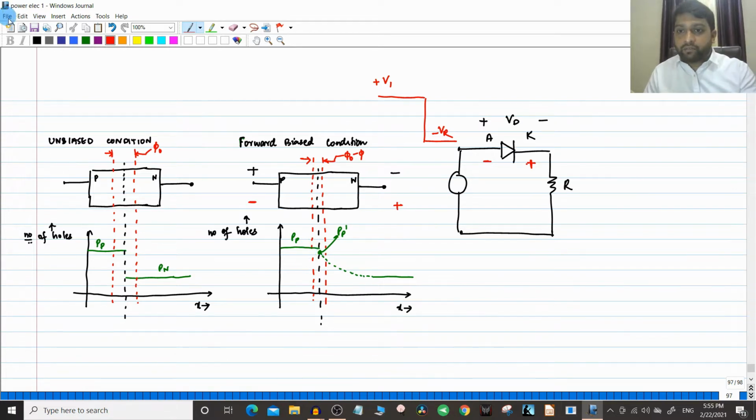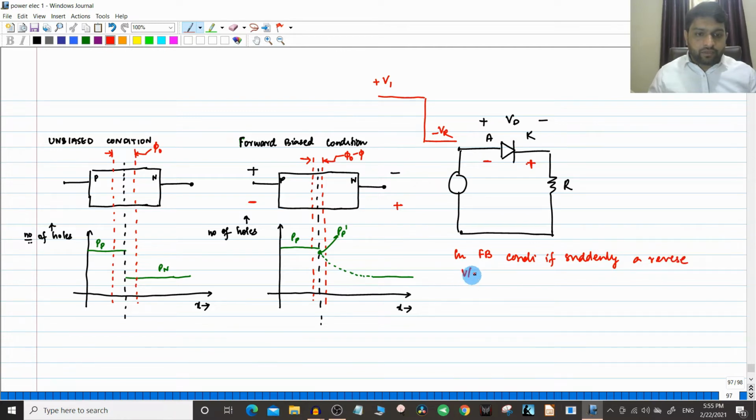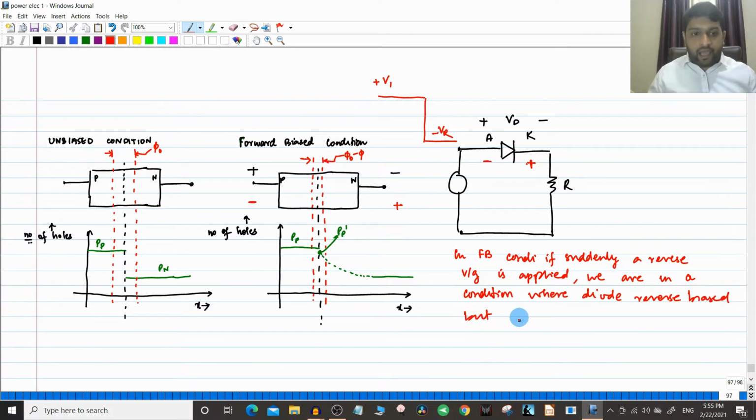Okay, so we'll just write down that point here. In the forward bias condition, if suddenly a reverse voltage is applied, we are in a condition where the diode is reverse biased. Of course, the diode is reverse biased, but it has a huge concentration of minority carriers.